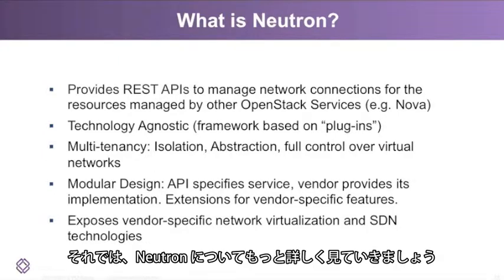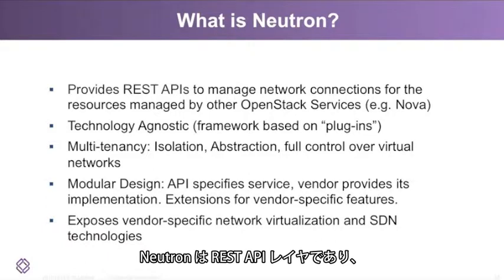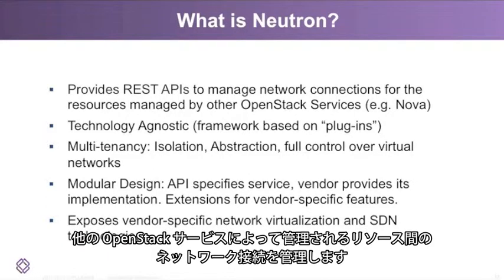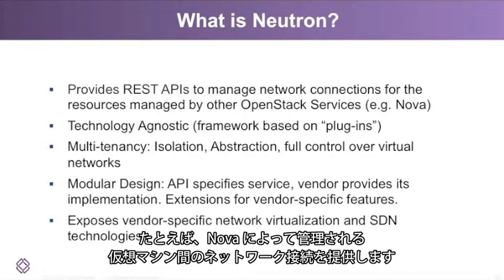Now let's look at what Neutron is in more detail. So first off, Neutron is a REST API layer that enables users to manage the network resources, and then enable connectivity between resources that are managed by other OpenStack services. For example, providing network connectivity between virtual machines managed by Nova.